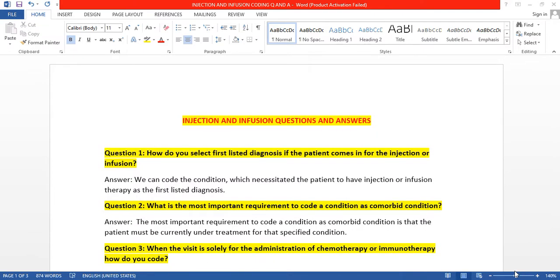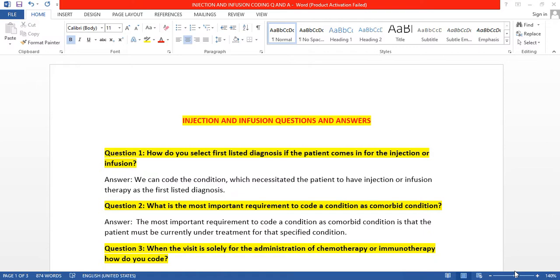So without any delay, we will start our session. Today our session is injection and infusions. As you know, most of the departments or specialties use injection and infusion coding, like ED, ambulatory, observation, critical care. Wherever you go, most of the departments need to use injection and infusion coding. In today's session, we are going to learn a few important Q&A for injection and infusions.